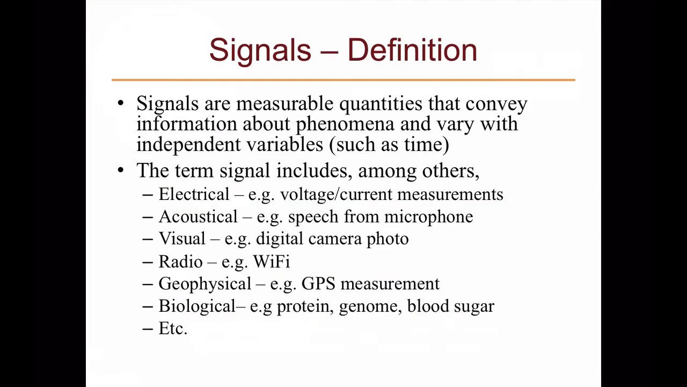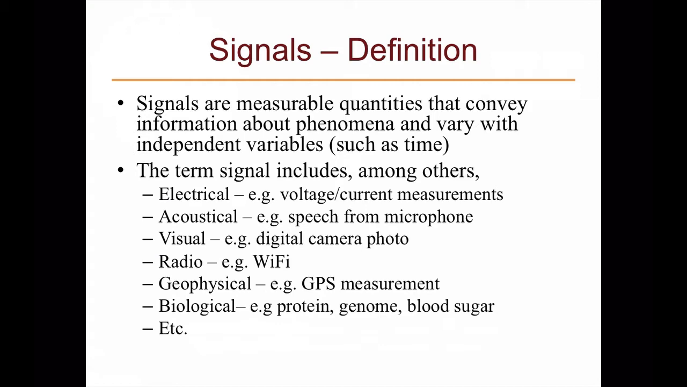We can define signals as measurable quantities that convey information about phenomena and vary with certain independent variables. For example, time. These independent variables can also be other things. If it is about spatial coordinates, then it can be x and y and so on. We'll talk about these independent variables later on. The term signals can include many things.